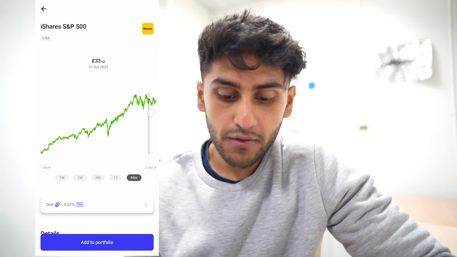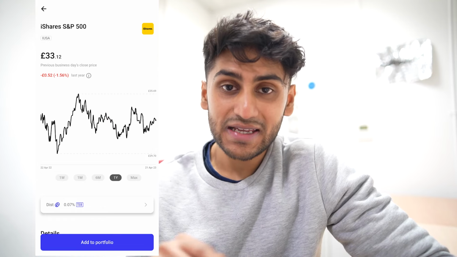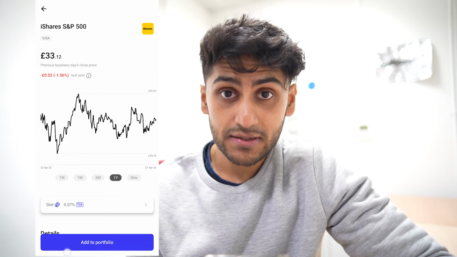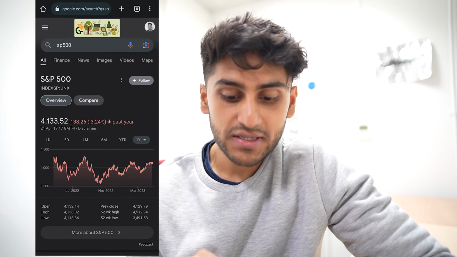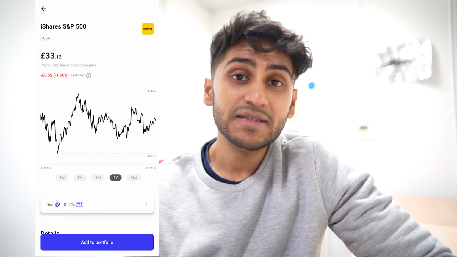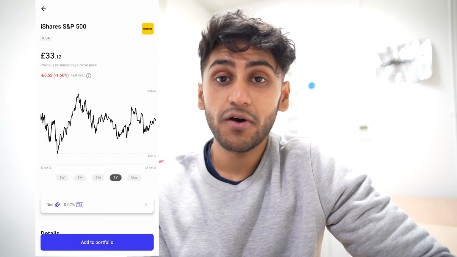Although the profile of this graph is very similar to the original S&P 500, it is not exactly the same. As you can see, in the past year it is down by 1.56%. If we look at the original index in the past year, it is down by 3%, so there have been major differences. This is because this fund offers the S&P 500 tracked in terms of pounds.